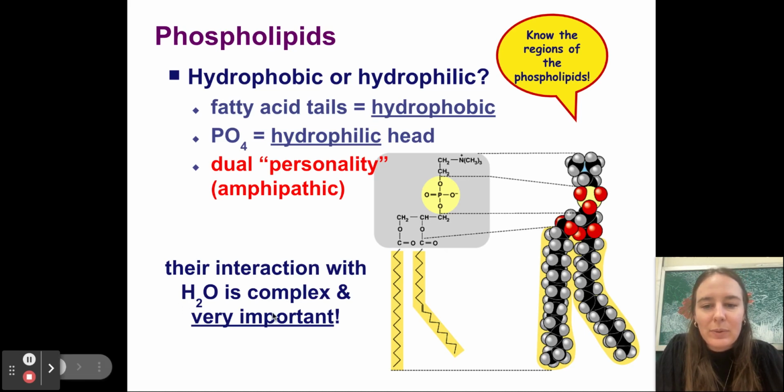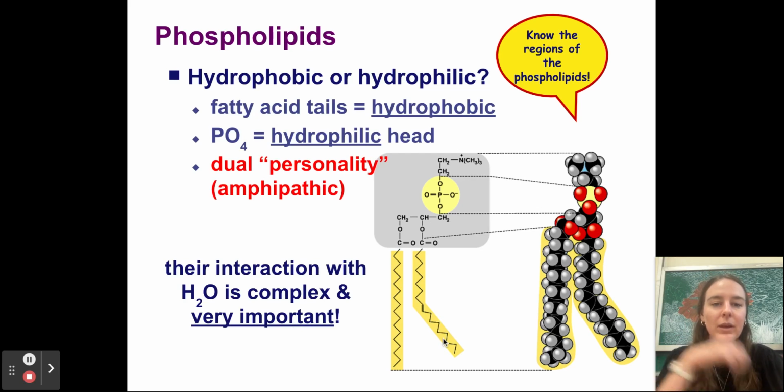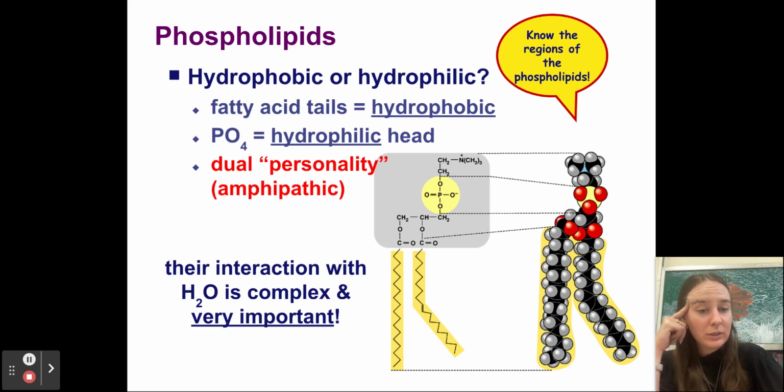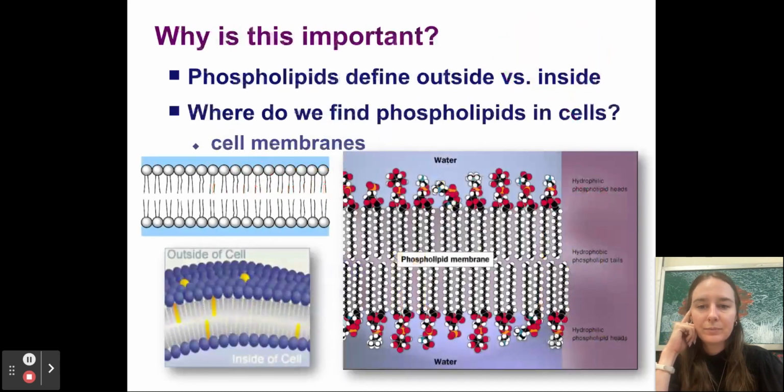So their interaction with water is very important and complex. If you put this molecule in water, I want you to make a prediction. What would it do? Which side would be attracted to water? Which side wouldn't? How would it move around? Now, why are phospholipids important?